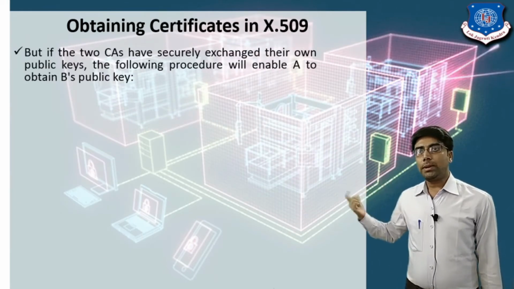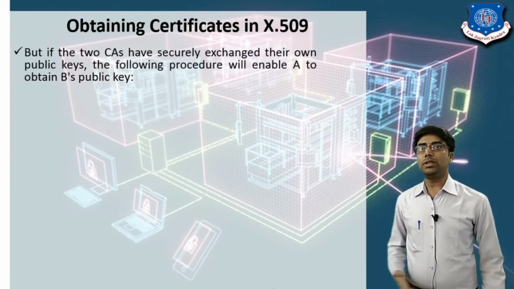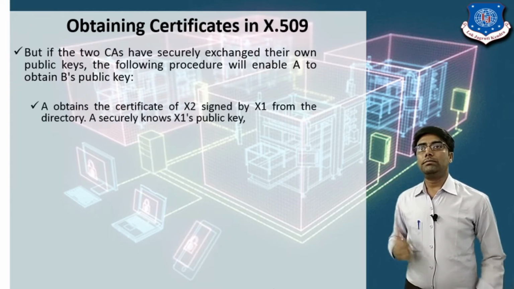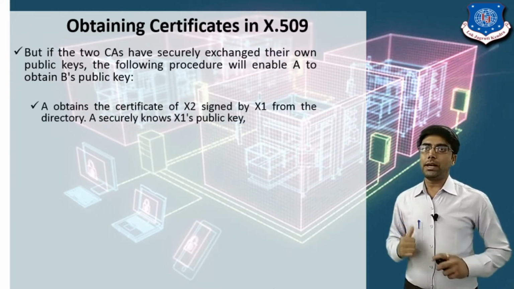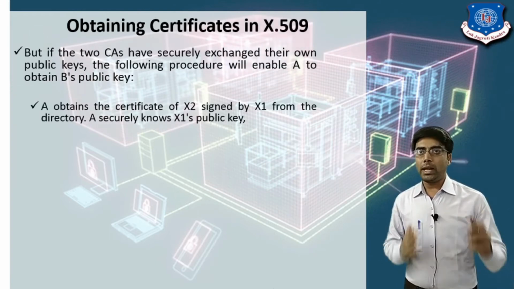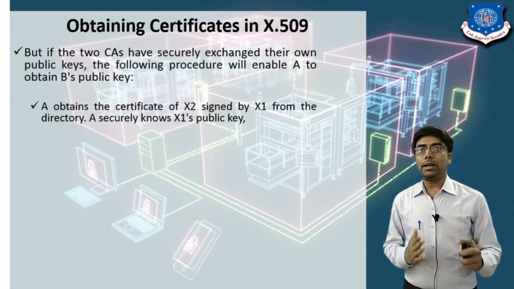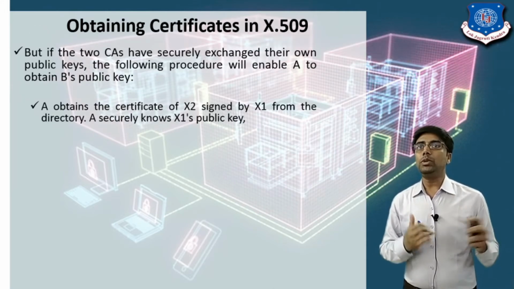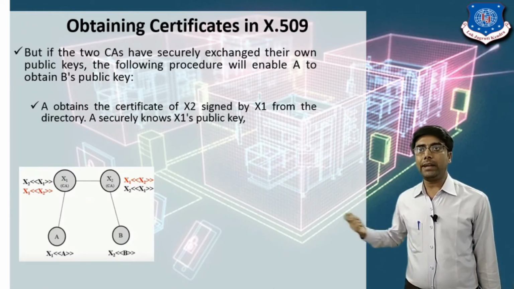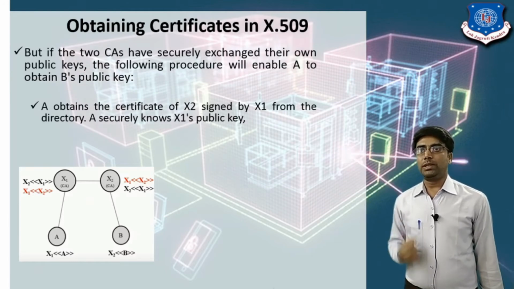But if the two certificate authorities have securely exchanged their own public keys, then the following procedure will enable A to obtain B's public key. In this scenario, what happens? The two certificate authorities will communicate with each other and exchange the certificates with each other. Now let's see the procedure.